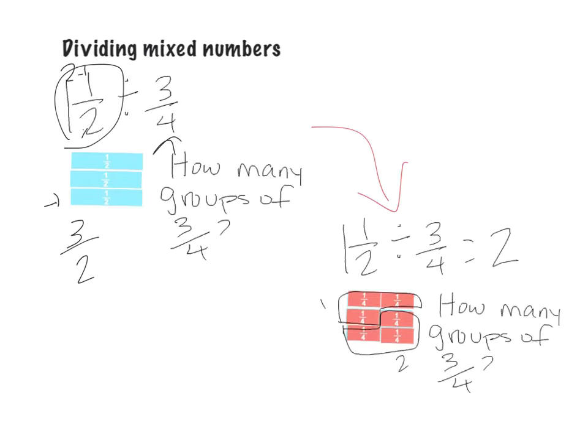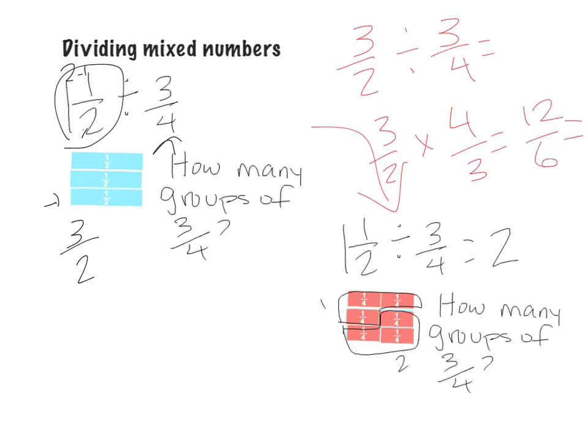It's the same thing as if I wrote this out as an equation. 3/2 divided by 3/4 equals. Same process we've been doing before. Our first fraction remains the same. We do the reciprocal of the second fraction. We do the opposite of division, and that gets us 12/6. So when we simplify that, that equals a 2.